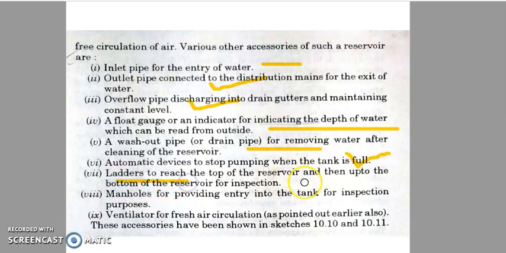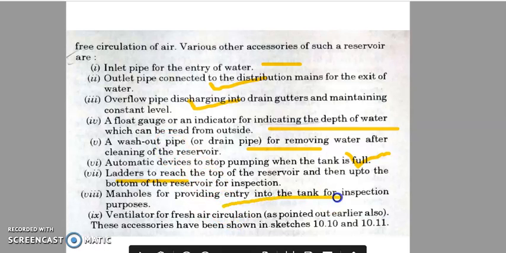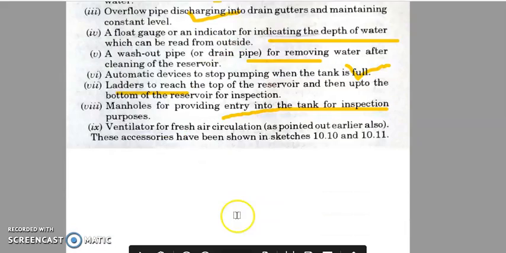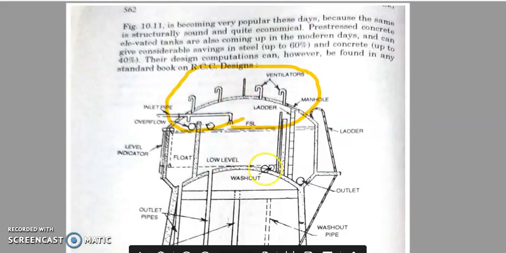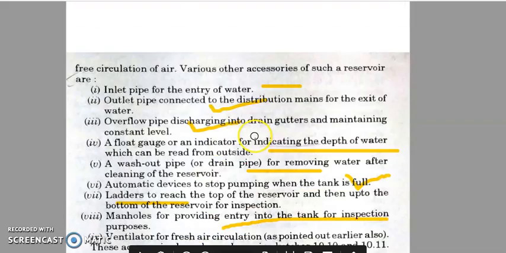Ladders are provided to reach the top of the reservoir and up to the bottom of the reservoir for inspection purpose. You can provide some steps. Manhole cover can be provided for inspection purpose, in the entry, and then ventilators for fresh air circulation can also be provided. So all these you can see in this figure, right? So this is the hinge type.